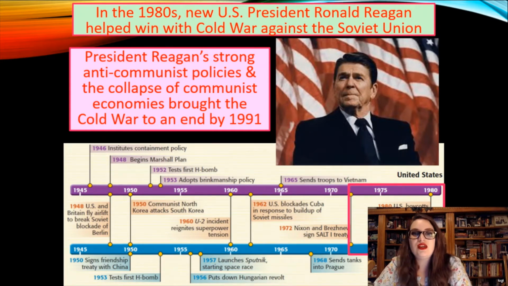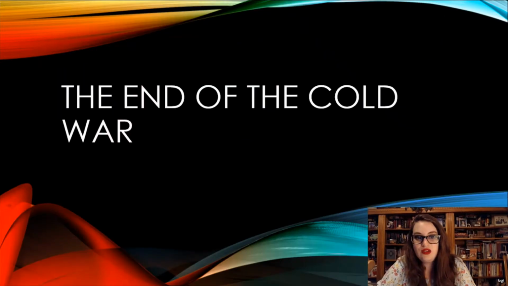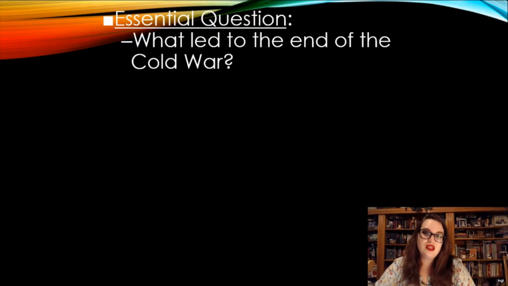In the 80s, new U.S. President Ronald Reagan helped win the Cold War against the Soviet Union. President Reagan's strong anti-communist policies and the collapse of communist economies brought the Cold War to an end by 1991. So essentially, they were just so bled dry money-wise, they couldn't bother to fight anymore. So that's kind of how we won, I guess.